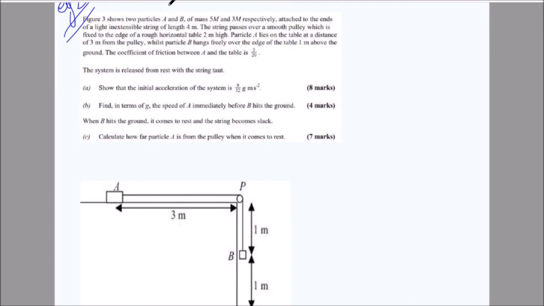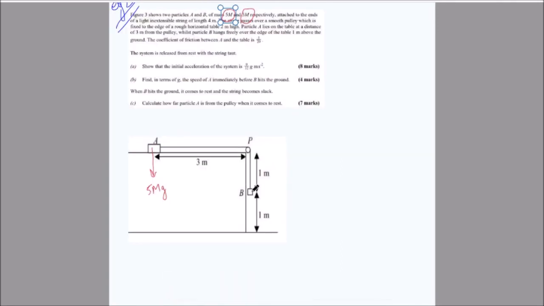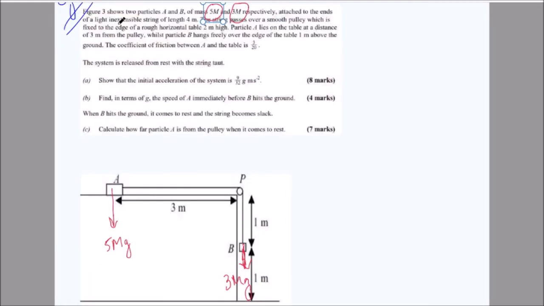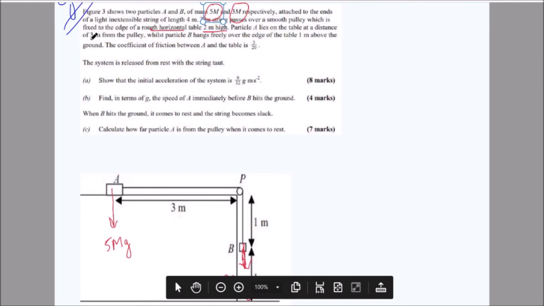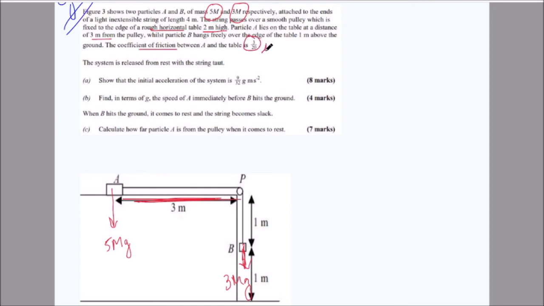Okay, so we have particle A, mass 5m, so weight is 5mg. For B, it's 3m, so weight is 3mg. Rough horizontal table 2 meters high. Particle A is 3 meters from the pulley, so the distance between particle A and the pulley is 3. Coefficient of friction is 3 by 20, so that's mu. The system is released from rest, so u is 0. We need to find the initial acceleration.